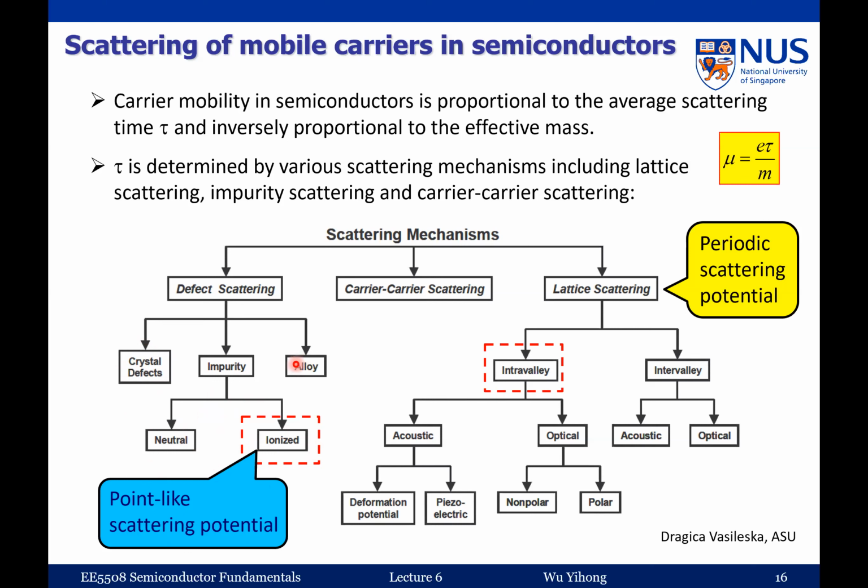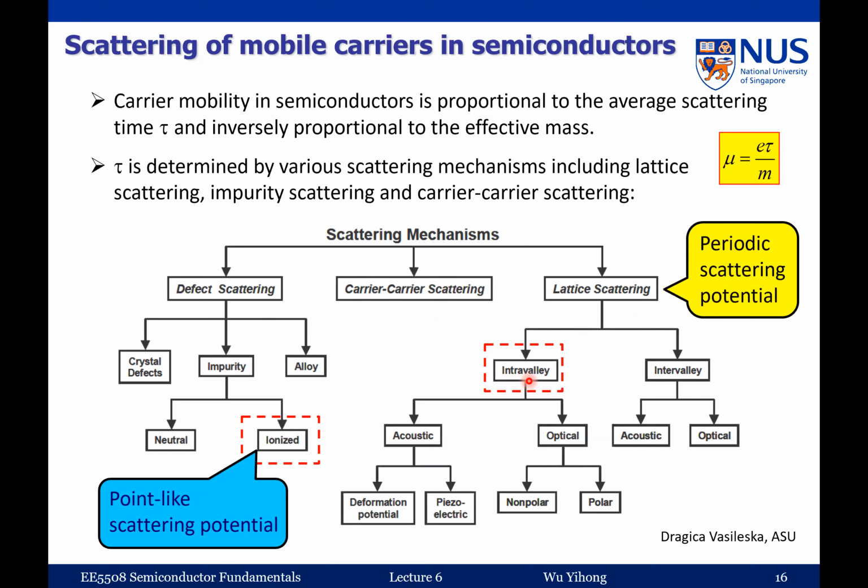And the alloy, of course, if you use an alloy, you always have this one, right? But this is the average effect, okay? In all the alloy compounds. And as I said, if the carrier concentration is not very high, just ignore it. Then lattice scattering, and you have two types.